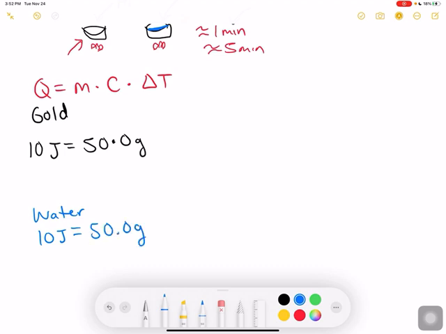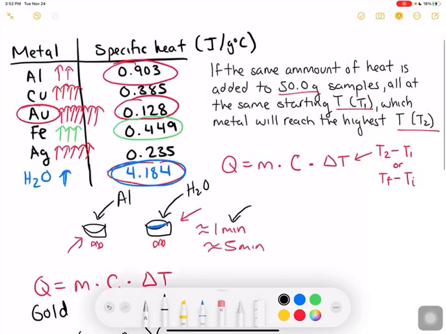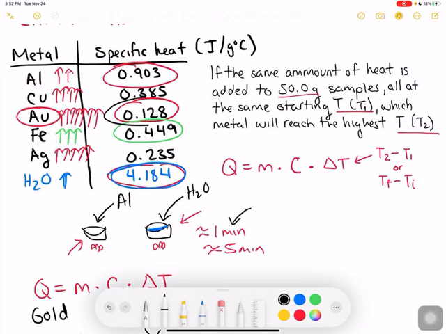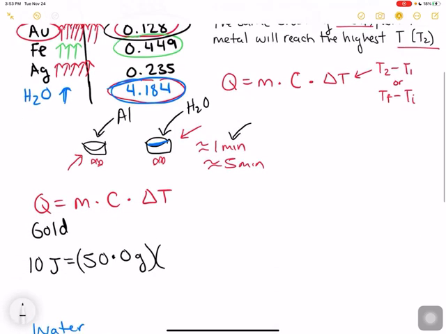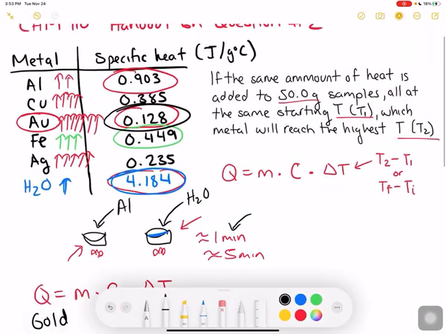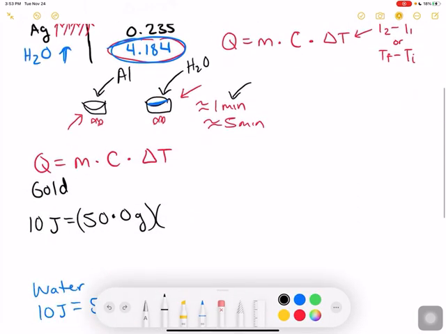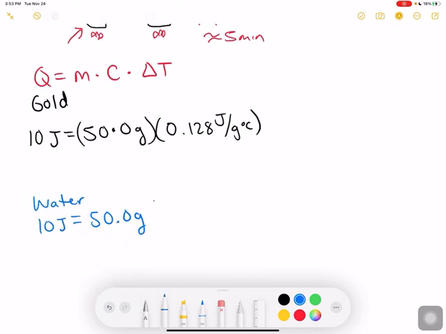50 grams. The specific heat is what's going to change. So what is going to be the specific heat of gold? We go back to our table. The specific heat of gold is going to be 0.128 joules per gram degree Celsius, right? That's the specific heat. And the specific heat of water is going to be 4.184, same units.